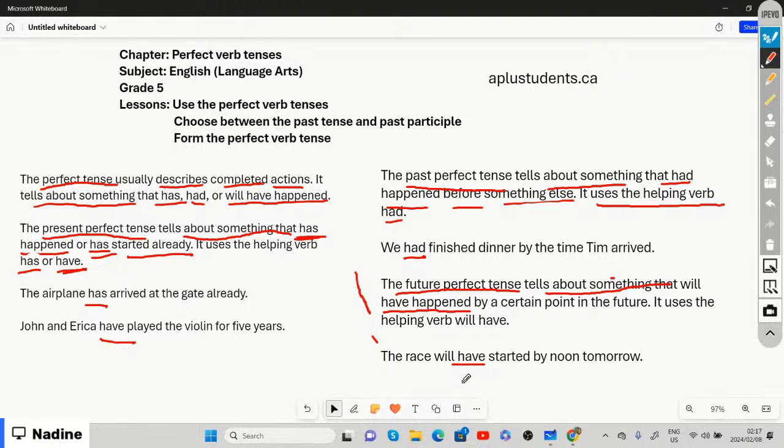So at the moment, we have our perfect verb tense. And remember, we said our tenses are to do with present tense, past tense, future tense. And here we have the present perfect tense, right? And it tells us about something that has already happened or has started already.